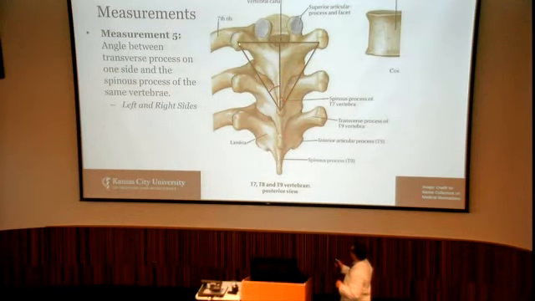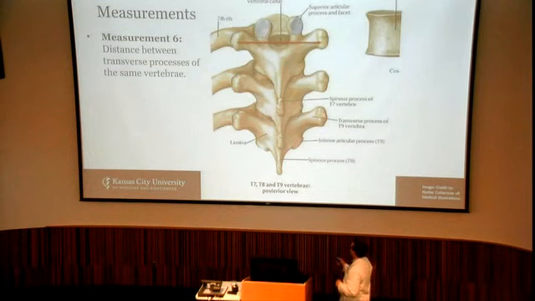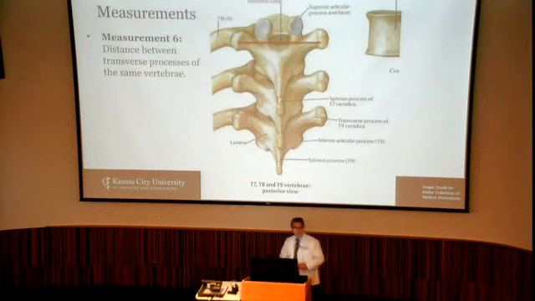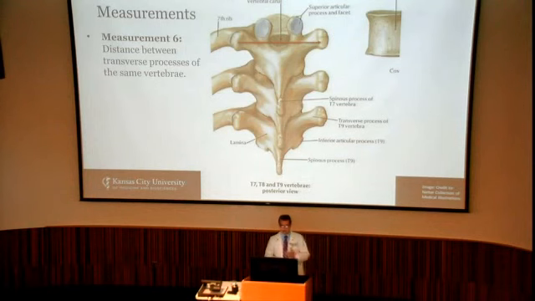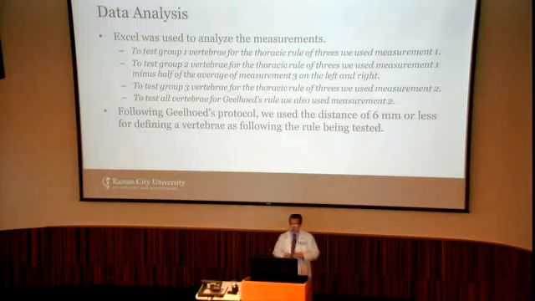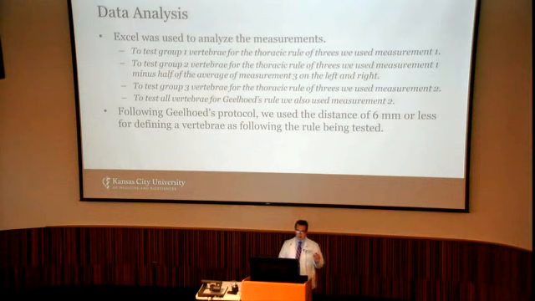We took the angle between the transverse process on one side and the spinous process of the same vertebra, left and right sides. And our final measurement was from transverse process on one side to the transverse process on the other side of the same vertebra. We did a lot of these measurements to first test the rules and also, while we were taking the photos, to get as much information as we could to describe this relationship between transverse process and spinous process. We then used Excel to analyze our measurements and to test each individual vertebra for both Gilholt's rule and the thoracic rule of threes.